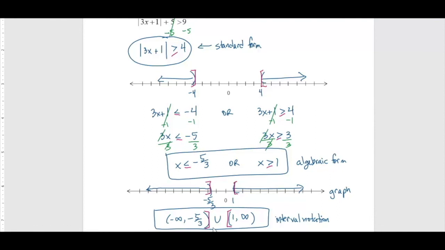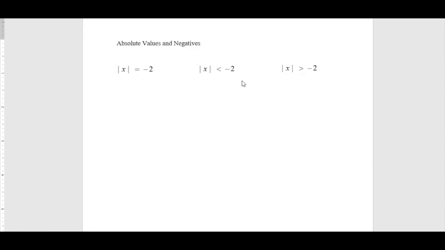Let's end by looking at what happens if we have a negative number with one of these inequalities. So here, let's consider the cases absolute value less than a negative number and absolute value greater than a negative number. We've already seen the case absolute value equal to a negative number, and we know that this has no solutions. That's because the absolute value is always positive or 0. So it can never equal a negative number.